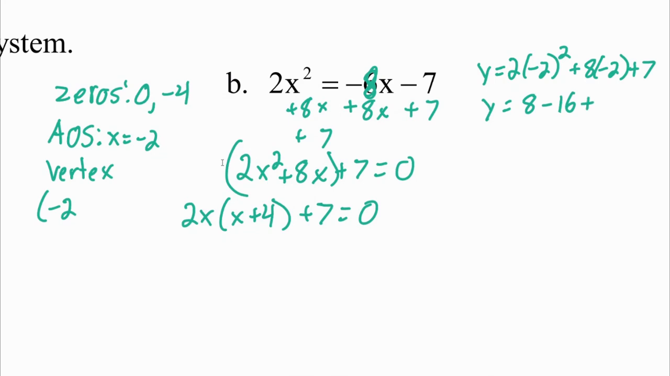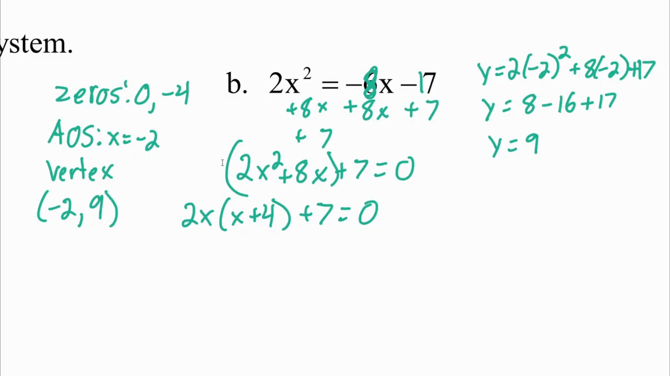Oh, I want to change this too. I know, I keep changing things. I'm going to make this plus 17. Sorry, guys. And so then y equals 9 when we simplify that. So our y value of our vertex is 9.